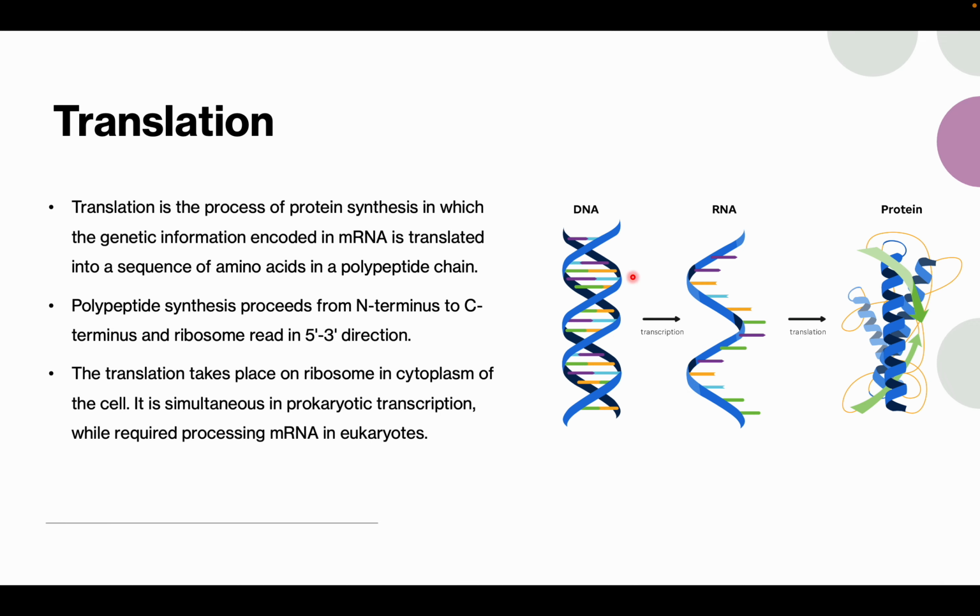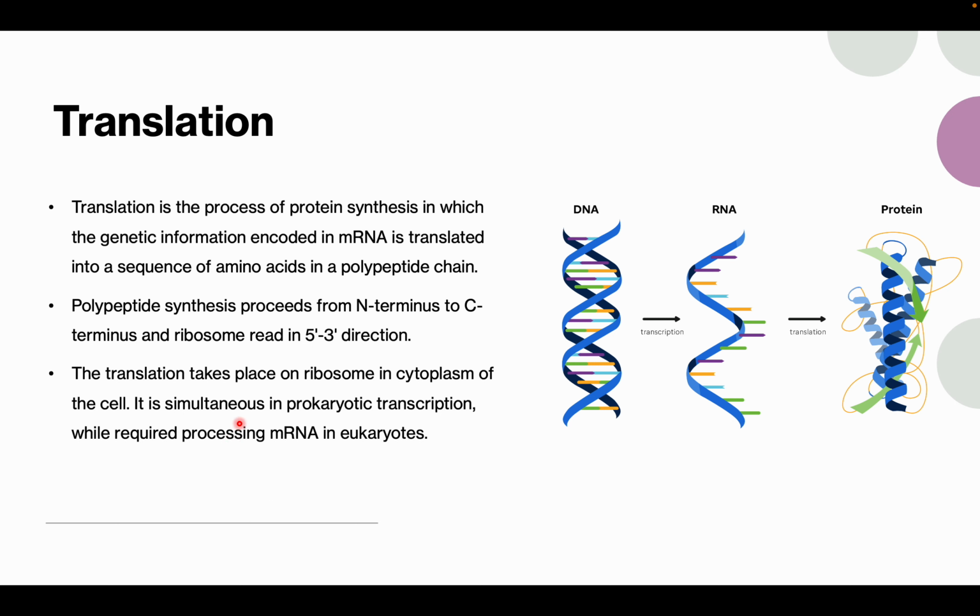So here you can see the DNA. One of the strands here will be 3 to 5, maybe this one, and then the RNA which is produced is read from 5 prime to 3 prime, right? And the ribosome always binds to the 5 prime site and then continues until the 3 prime site. And where does translation take place? It takes place in the cytoplasm of the cell.